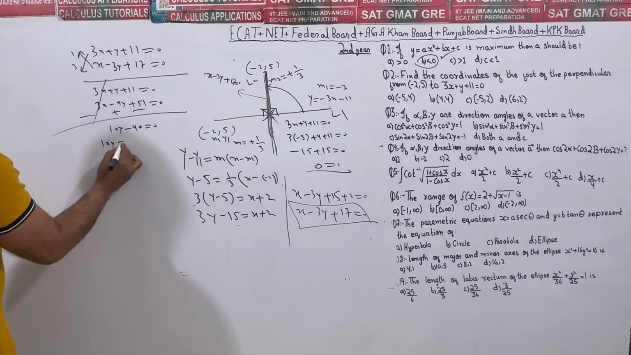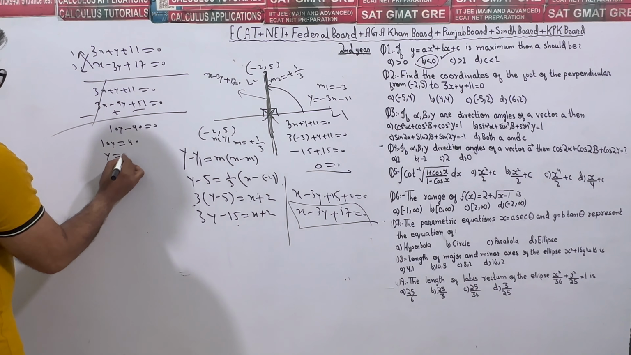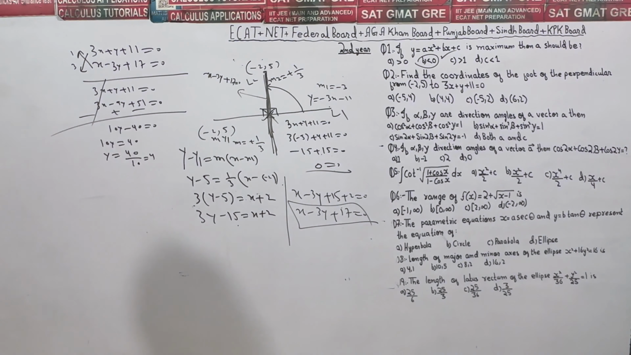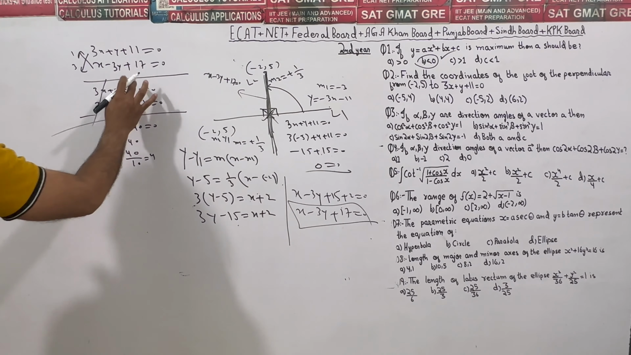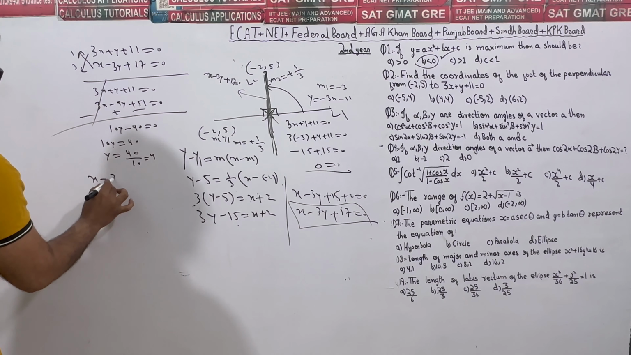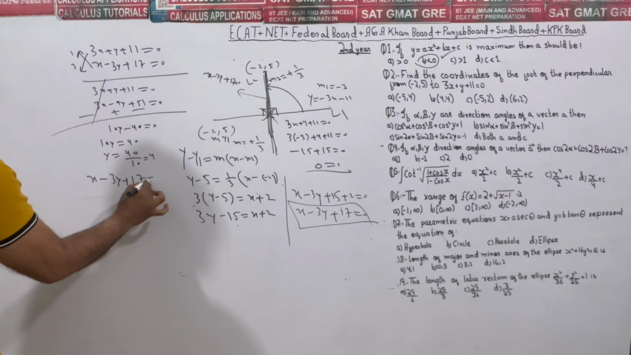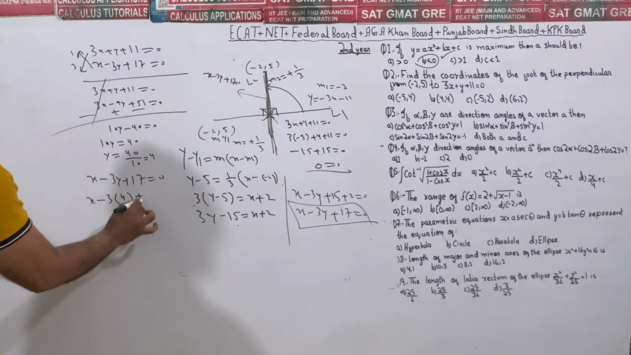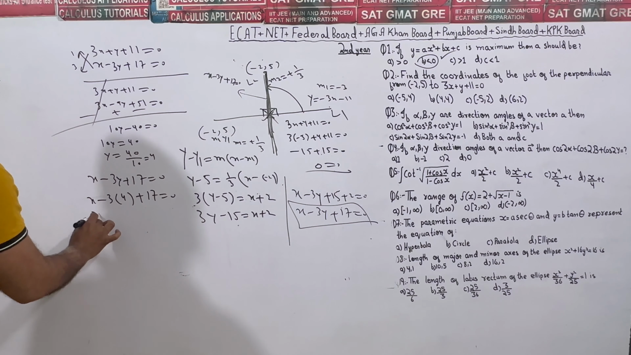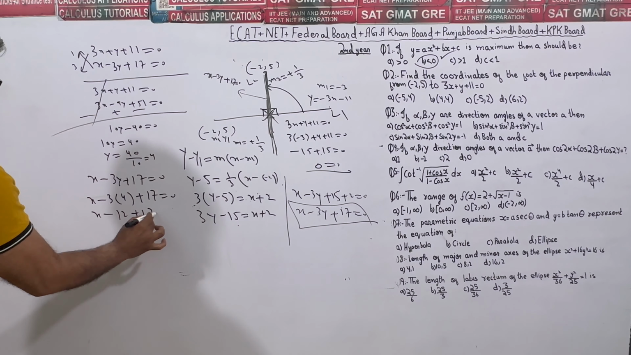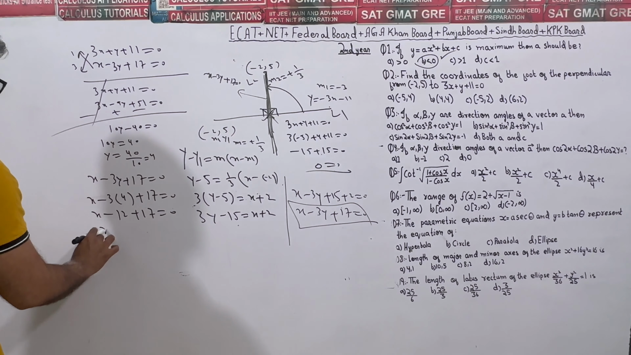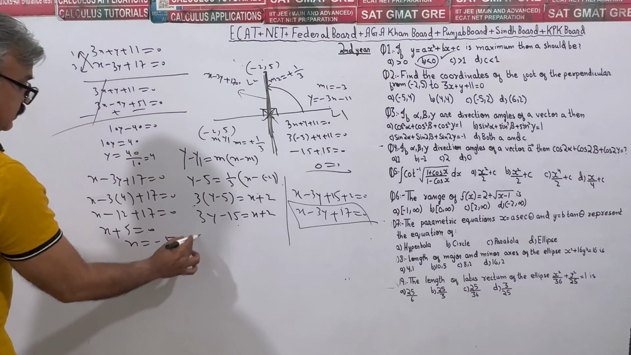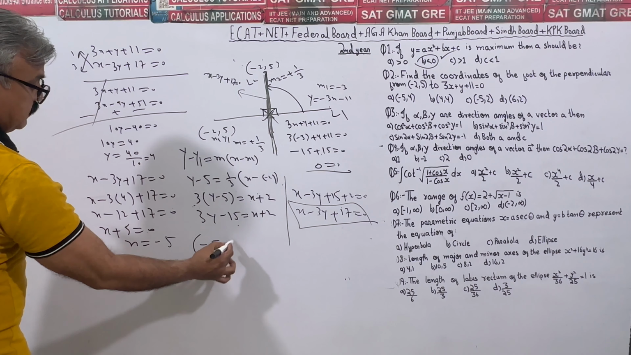So 10y is equal to 40. So y is 40 over 10. So the value of y is 4. Put it in any equation to get x. Let me put it in x minus 3y plus 17 is equal to 0. The value of y is 4, so 3 times 4, 12. Negative 12 plus 17 is 5. Shifting it, x is minus 5. So our required point is minus 5 comma 4.